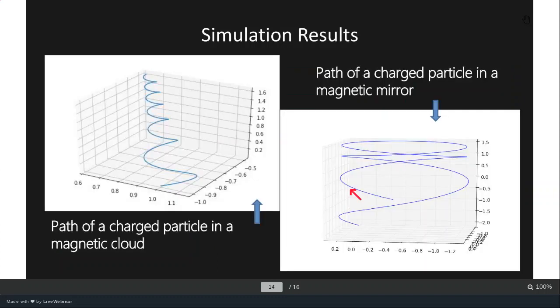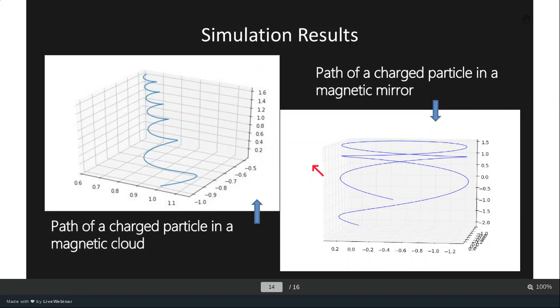So the results are shown here. The path of a charged particle in a magnetic cloud as well as in a magnetic mirror obtained through the simulation are given here. Both the graphs show three-dimensional visualizations. In the first graph, we can see that the particle is spiraling along the magnetic cloud. Here it is the x, y, and z axis.